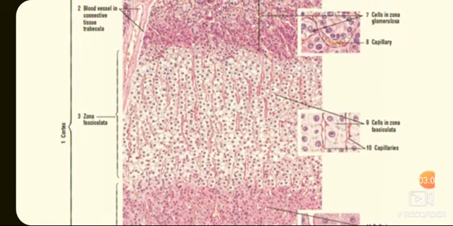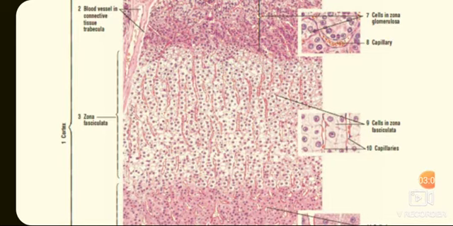Coming to the second layer, the zona fasciculata layer. The zona fasciculata is the widest layer, and in this layer cells are arranged in cords, and these cords are either 1 or 2 cells thick, and these cords are running at right angle to the surface of the organ. In between these cells there are numerous sinusoids.